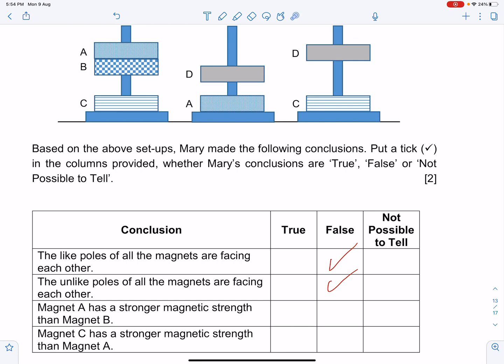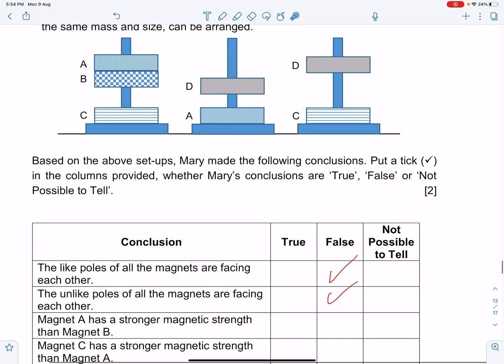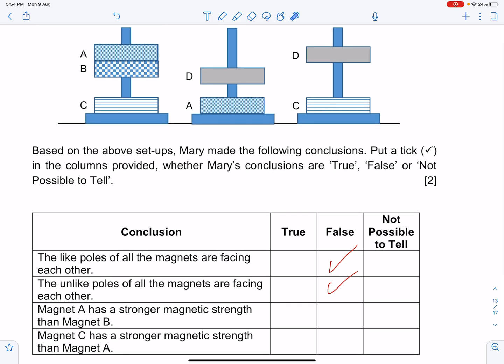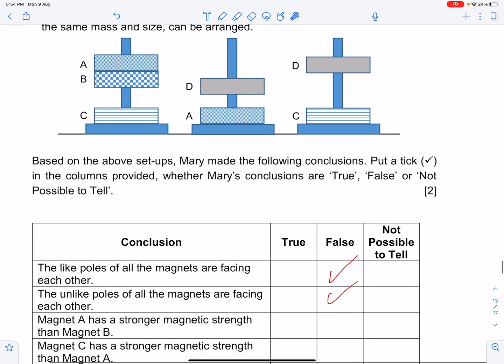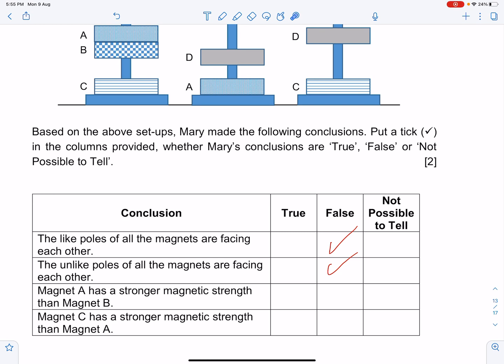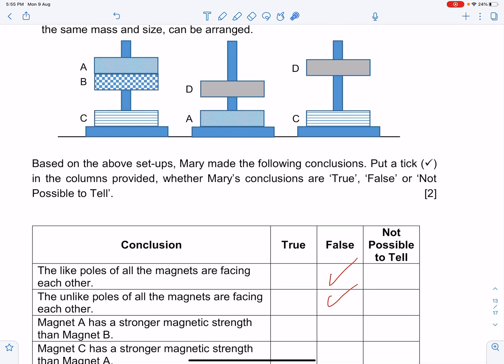Next, magnet A has a stronger magnetic strength than magnet B. You can't tell, not possible to tell, because the only ones that are repelling are C and D. Whereas if you look at it, in this case, you can't really tell, because in this case you're not measuring. There is no one thing to measure.